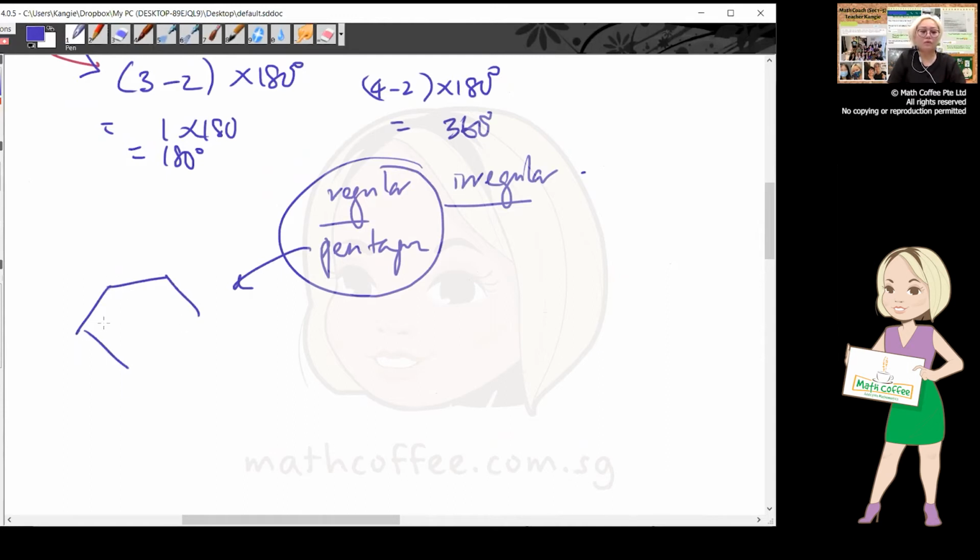1, 2, 3, 4. 1, 2, 3, 4, 5. Okay, my drawing is bad, but it is 5-sided. So of course you assume that it's regular, only my drawing doesn't look regular.